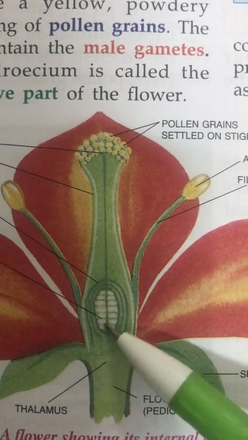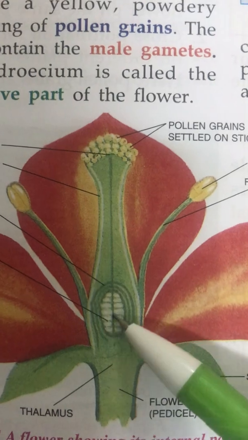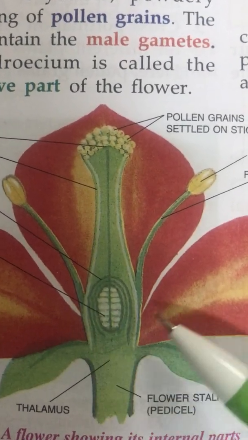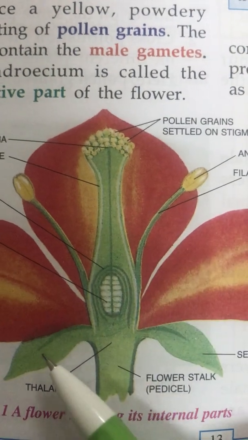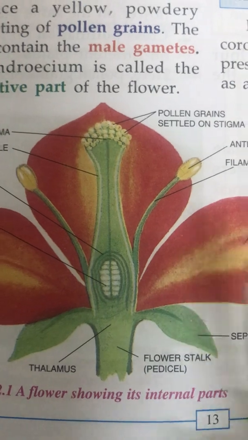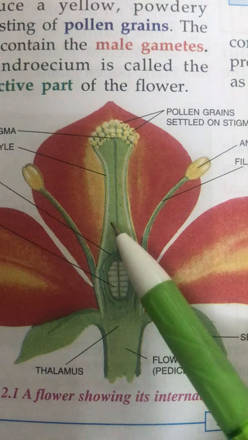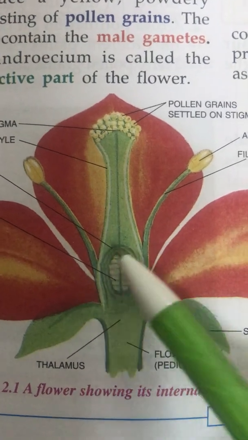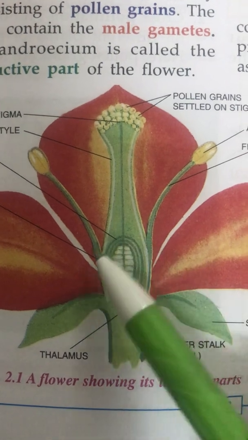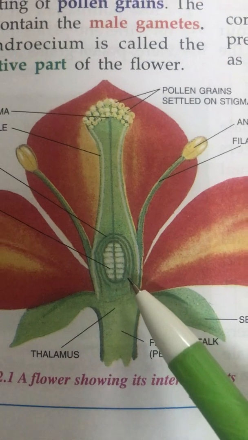After fertilization, all these tiny ovules, what you see here, change into seeds, and this entire ovary changes into fruit. Once fertilization occurs, the sepals or the calyx falls off, the petals also fall off, the stamens also fall off, stigma and style also fall off. Only what is left? The ovary and the ovules. And this is how a flower changes into a fruit, and this is how seeds are formed inside a fruit.